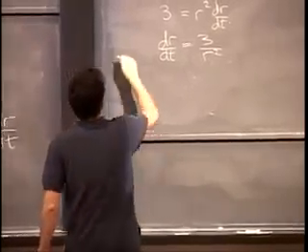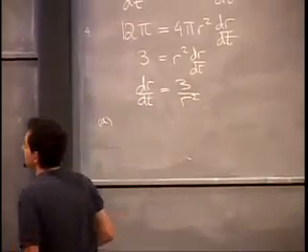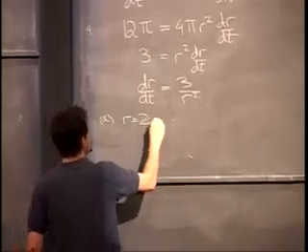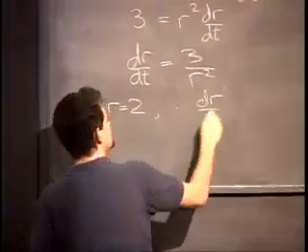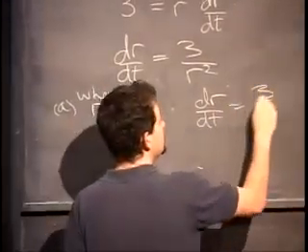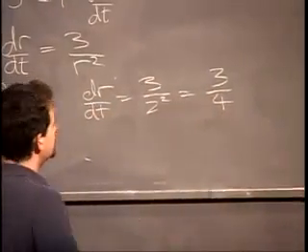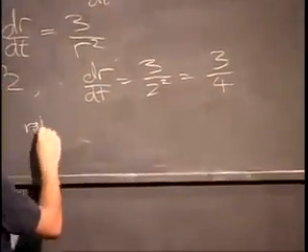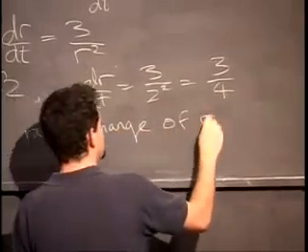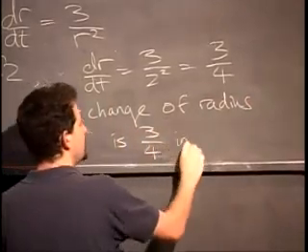So we're actually in step 4 already at this point, which said substitute in and solve simultaneously. In part A, we know r equals 2. So when r equals 2, dr/dt is 3 over 2 squared, which is 3/4. So I said you should write a sentence. Rate of change of radius is 3/4 inches per second.